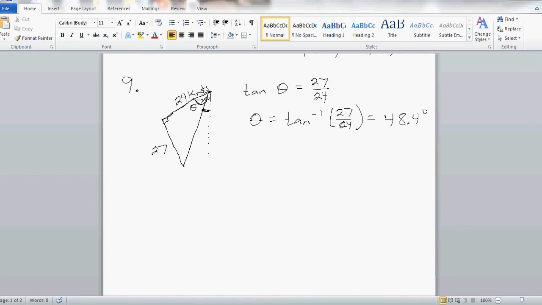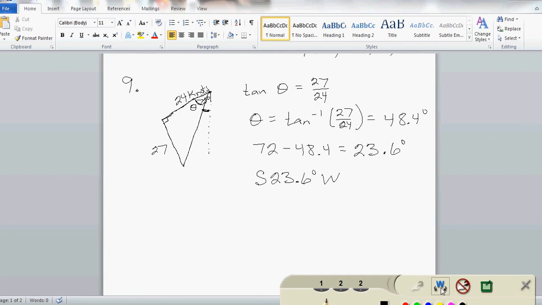So the question is now, what would this angle be? Well, total is 72, so we just have to take 72 minus 48.4, and we get 23.6 degrees. Now that's not the bearing. The bearing is still going to generally be in the south direction, so it's going to be south 23.6 degrees, leaning towards the west. Now, if by chance this line would have come over here, it would have been south something east. That's the only difference. But for this particular problem, the answer is south 23.6 degrees west.